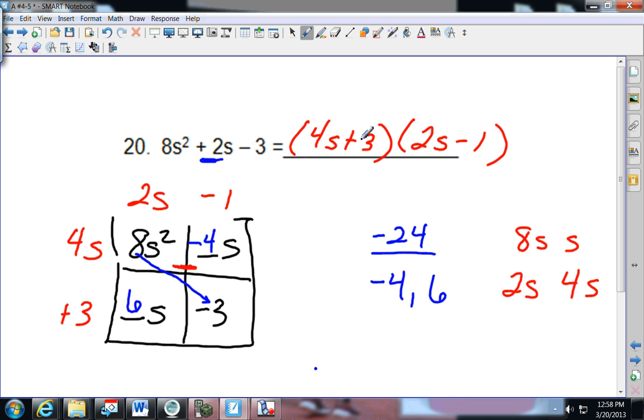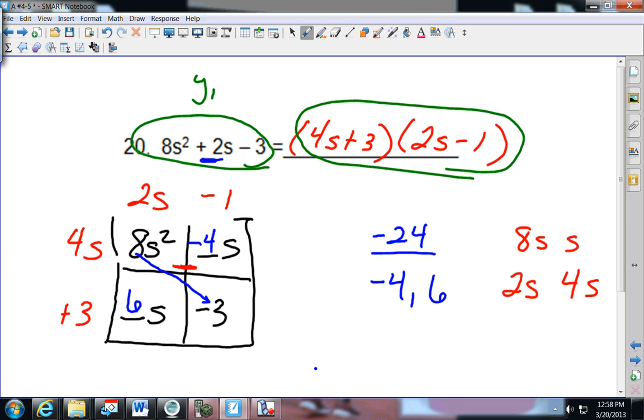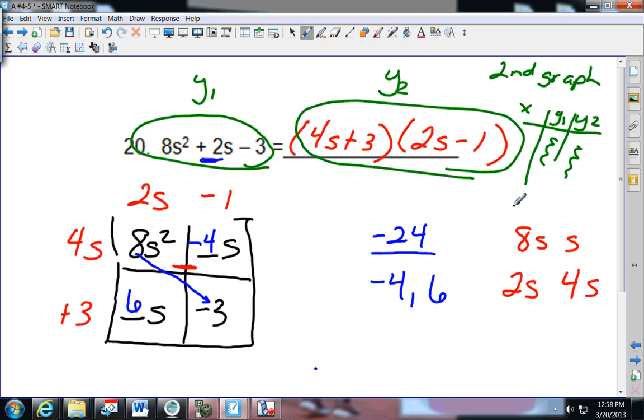Now, if you wanted to check that, you could replace the s's with x's, put it in the calculator. Remember, you put all of this into y1, all of this into y2, and press second graph. How do you know you're right when you look at the table? All y1 and y2 are the same. Both of those columns are the same.